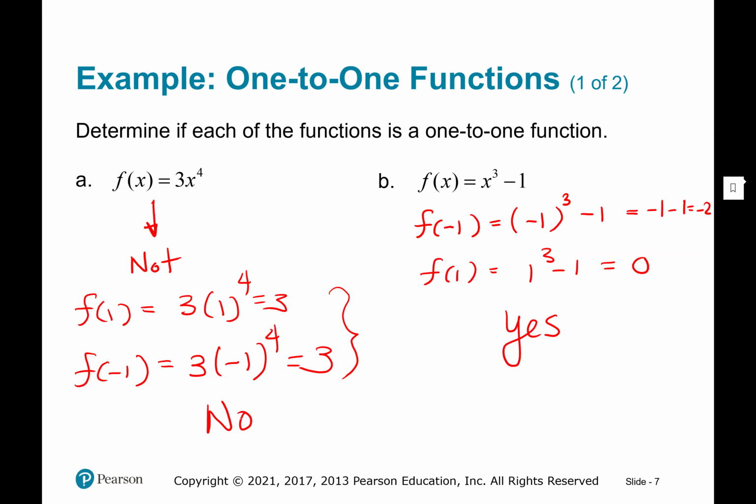Now, the easiest way to tell if a function is one-to-one is to graph it. It's called the horizontal line test. Now, if you recall from way back in the beginning of the semester, we had what is called a vertical line test. A vertical line test tells us whether or not a graph is a function. If you can draw a vertical line through it and not hit the graph more than one place, it is a function. The horizontal line test tells you if it's one-to-one. If you can draw a horizontal line through it and hit the graph in more than one place, it is not one-to-one. It still might be a function, but it's not one-to-one.